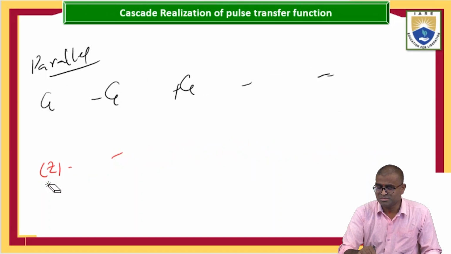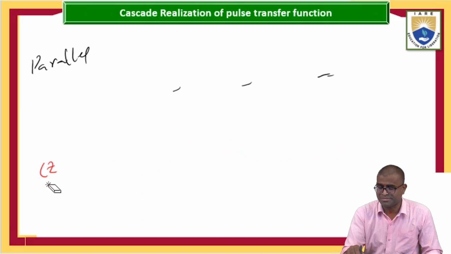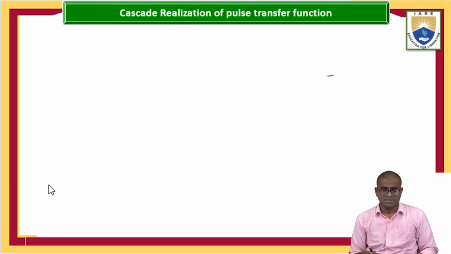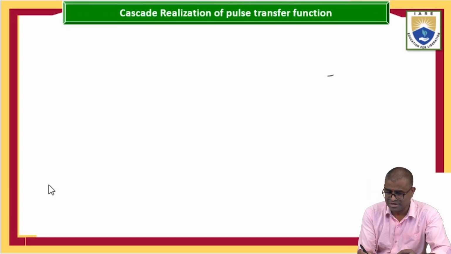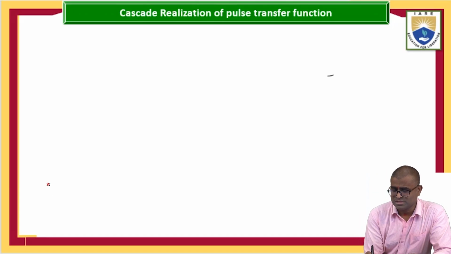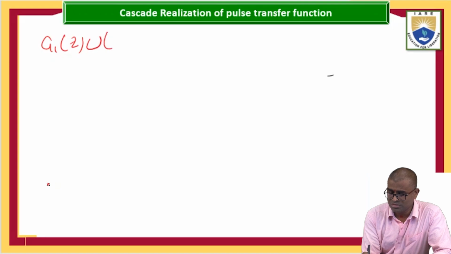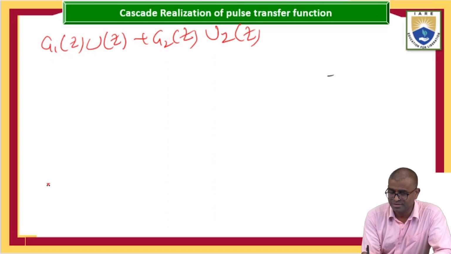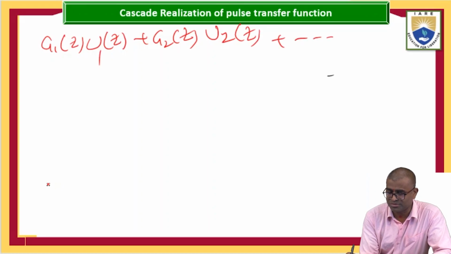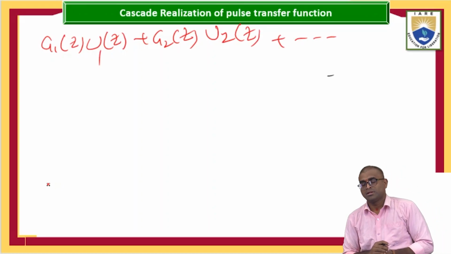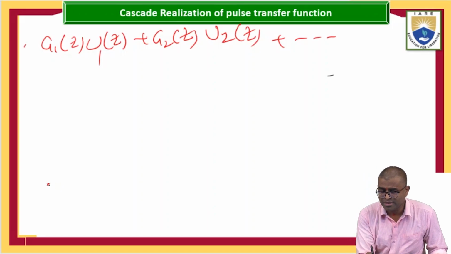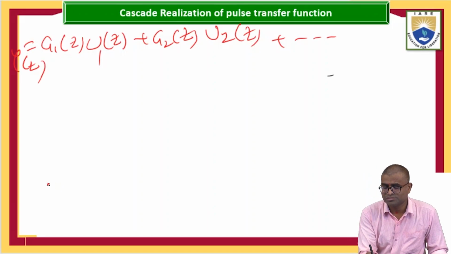That is the parallel connection. What happened in this one? First of all, the function has g1 of z into u of z plus g2 of z into u of z, and so on like this. So here it is the output y of z.